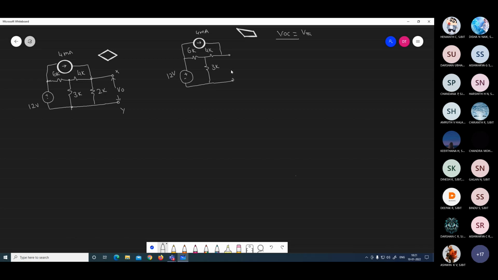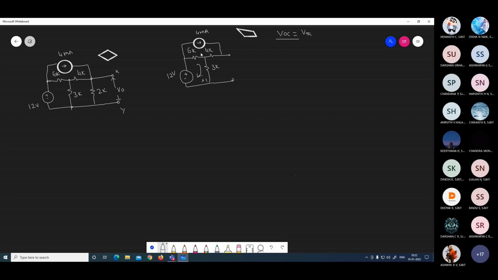Understood now here? What is the VAB? VAB is nothing but the voltage across the 4K plus the voltage across the 3K. To find this, you can assume the loop current here. This is your one loop current, that is I1.